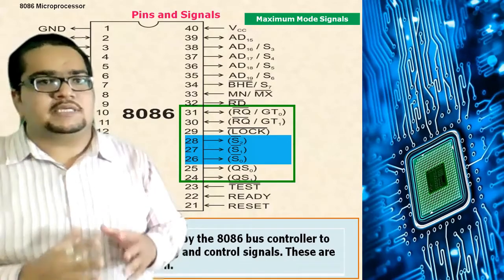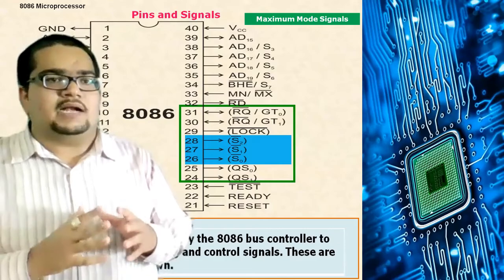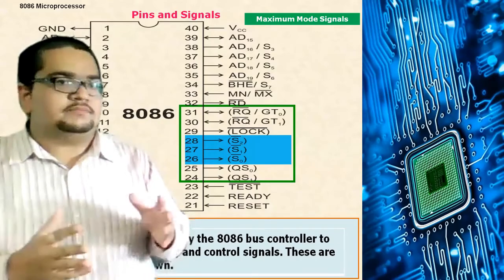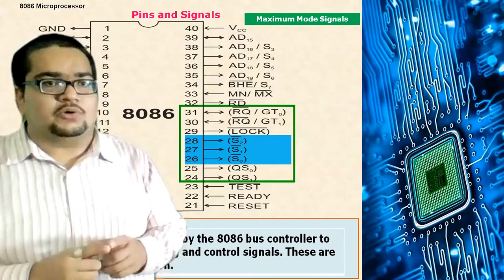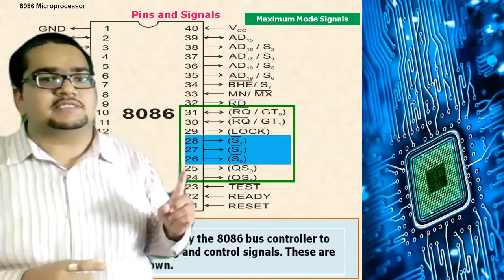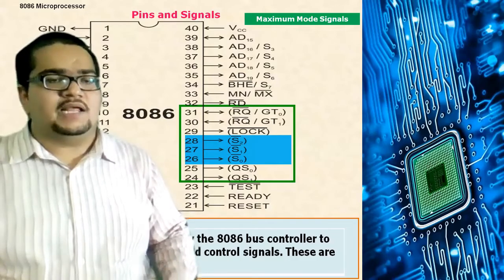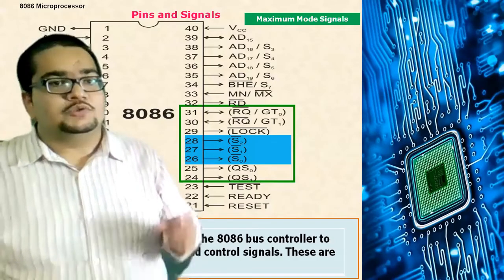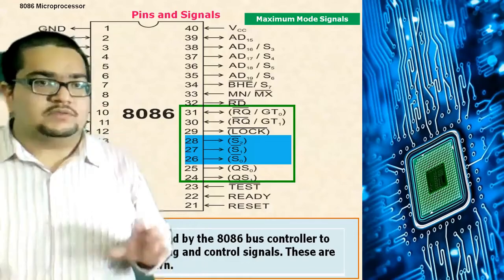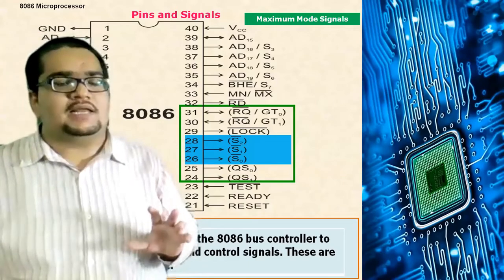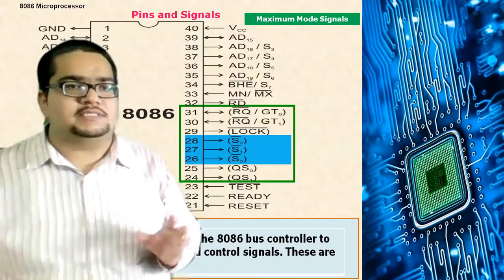So such all signals are handled and given the understanding by the bus controller by taking these 3 signals in status lines. So the bus controller will take these 3 signals in and accordingly generate all the other signals required, which are called control signals. Earlier in the minimum mode also we have seen the control signals.